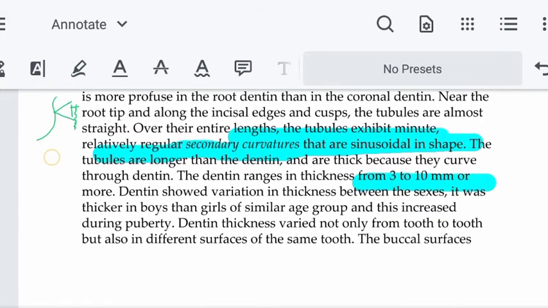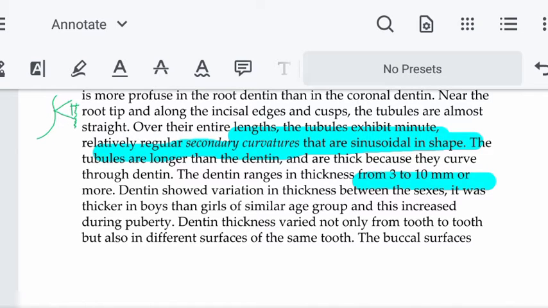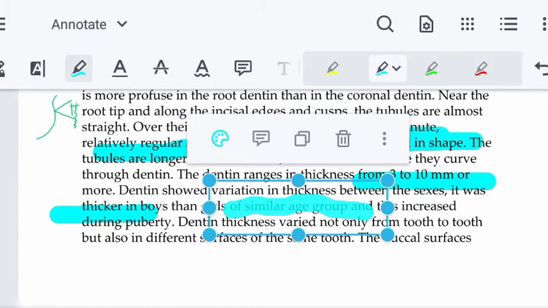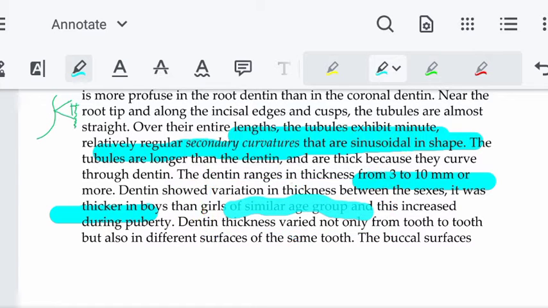Dentine shows variation in thickness between the sexes, between boys and girls of similar age group, and this increases during puberty. So dentine shows variation in thickness between boy and girl. It is thicker in boys than girls. Dentine is actually thicker in boys than in girls, of similar age group, and this increased during puberty.